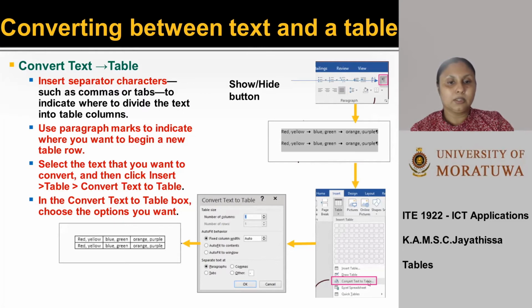Then you need to go to the Insert Table option. In there you have the Convert Text to Table option. By clicking that, you will get this dialog box named Convert Text to Table. If you want the columns and rows, you can mention them here. By clicking that, you will get your text as a table.